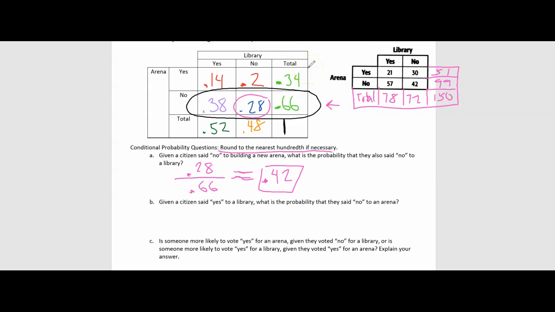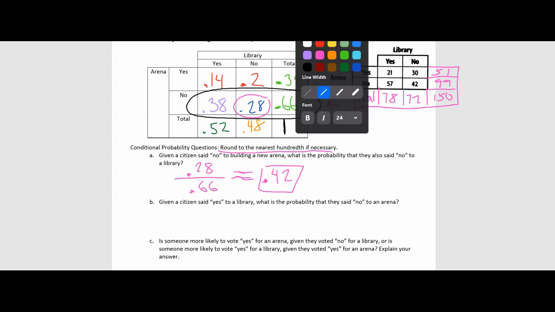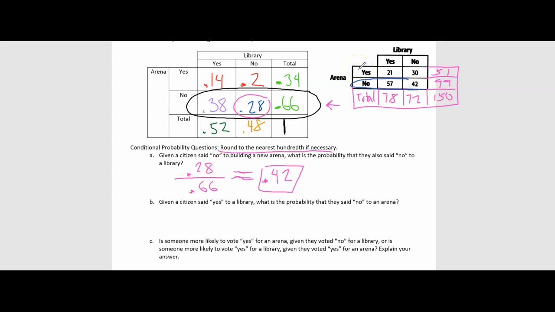So if we think about this question again, it says, given a citizen said no to building a new arena. So we are only looking at this row right here because that represents the people that said no to the arena. Well, there are 42 people who said no to building a library, which is what we're looking for. That's the favorable number of outcomes. Now, again, the total number of citizens who said no to the arena, which is what was given, is 99. So 42 divided by 99. If you divide 42 by 99, you do get approximately 0.42.